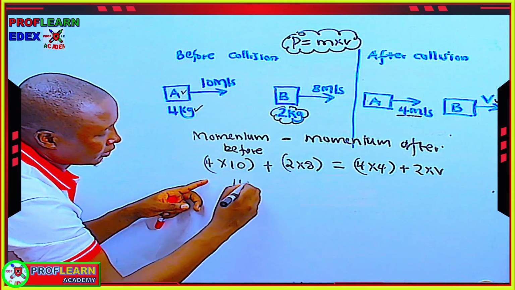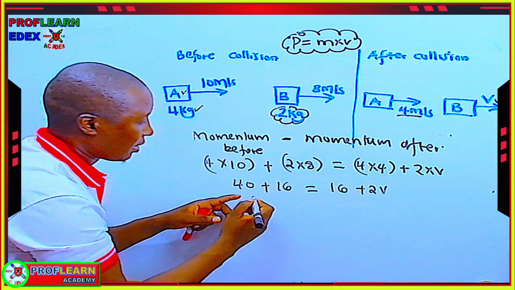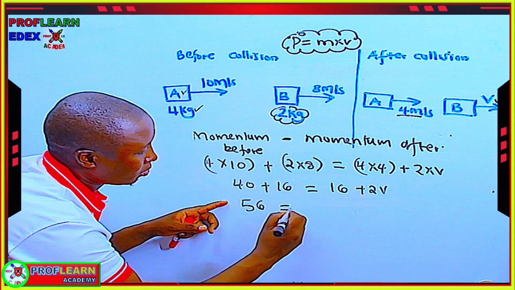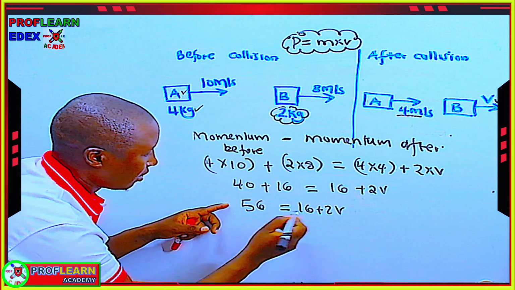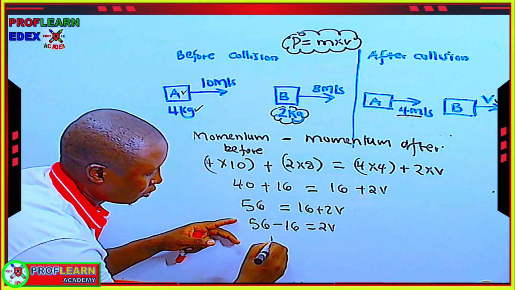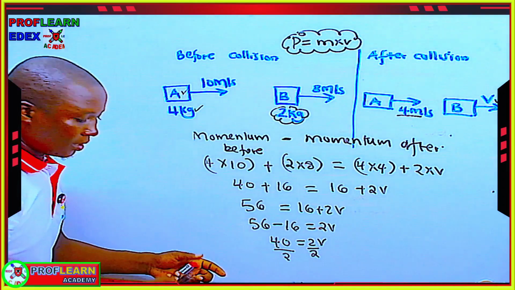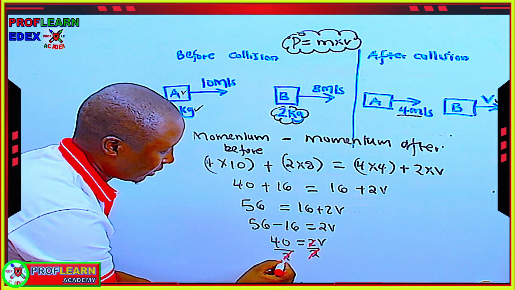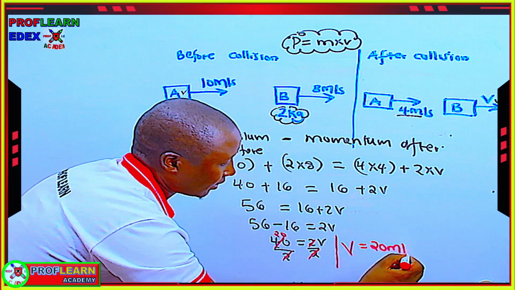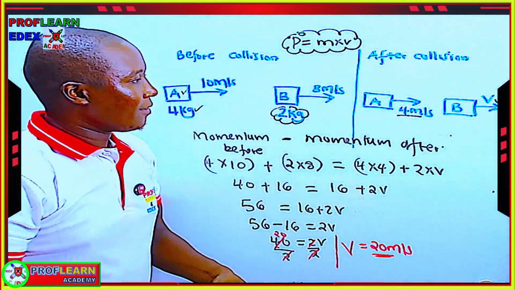So this becomes 40 plus 16 is equal to 16 plus 2V. Then if we add this, we're going to get 56 is equal to 16 plus 2V. Then if we take this to this side, 56 minus 16 is equal to 2V, and this is going to be 40 is equal to 2V. Divide by 2, divide by 2. In this case, this cancels out, we're going to get 20. Then we can say our V is 20 meters per second. This object B moved at 20 meters per second after collision.